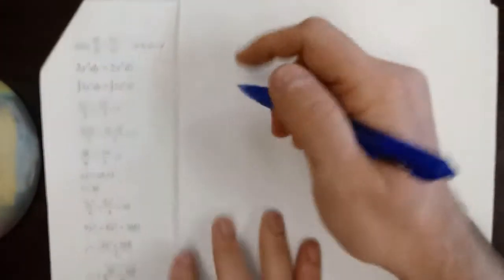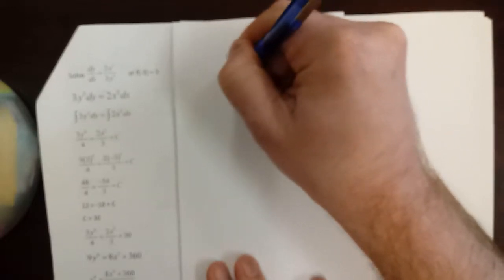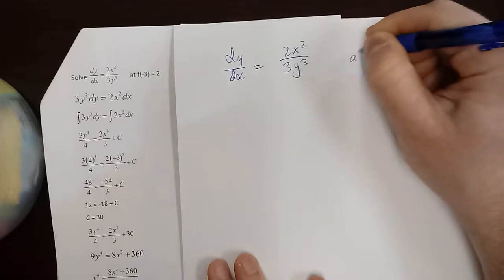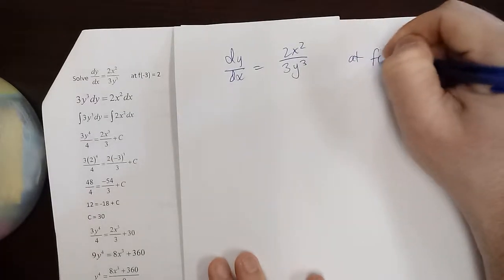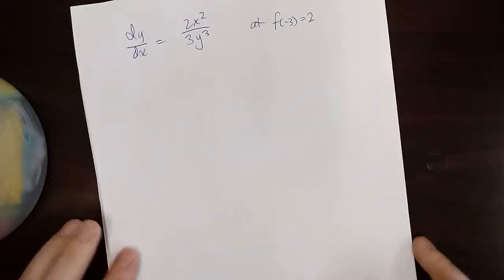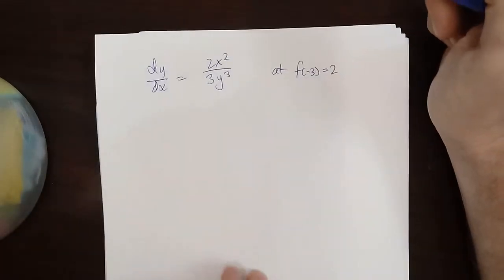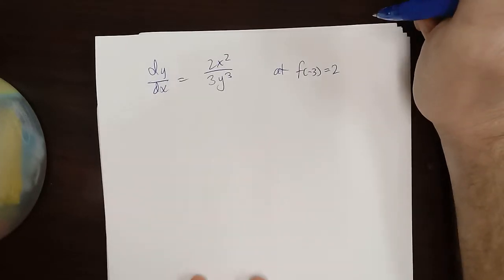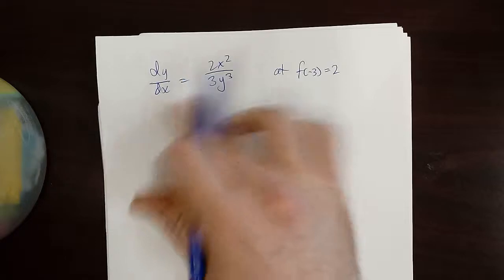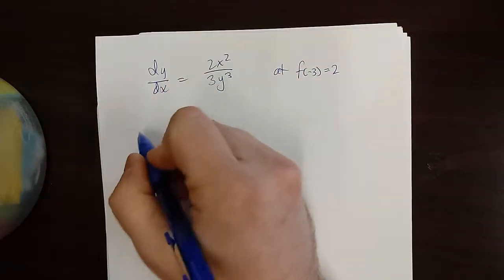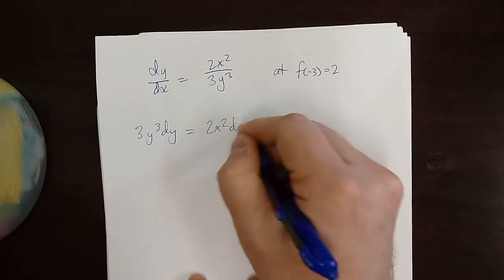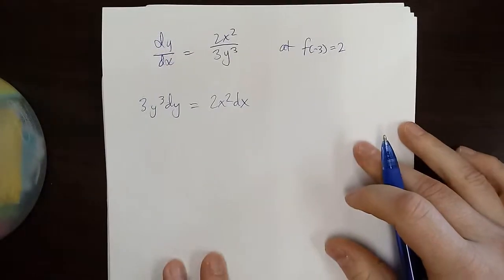And what this problem has is it says dy/dx is equal to 2x squared over 3y cubed. And then we want to find the solution at f of negative 3 is equal to 2. And so this is where we start running into needing to separate our variables. So it says 2x squared over 3y cubed. Well, I can just multiply both sides, right? And I can say 3y cubed dy is equal to 2x squared dx. And we have that situation.